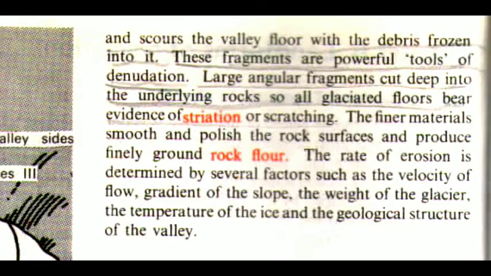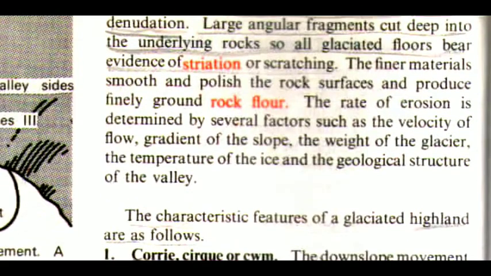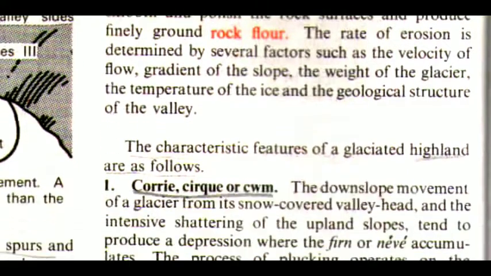Larger angular fragments cut deep into the underlying rocks, so all glaciated floors bear evidence of striation or scratching. The finer materials smooth and polish the rock surfaces and produce finely ground rock floor. The rate of erosion is determined by several factors such as the velocity of flow, gradient of the slope, the weight of the glacier, the temperature of the ice, and the geological structure of the valley.